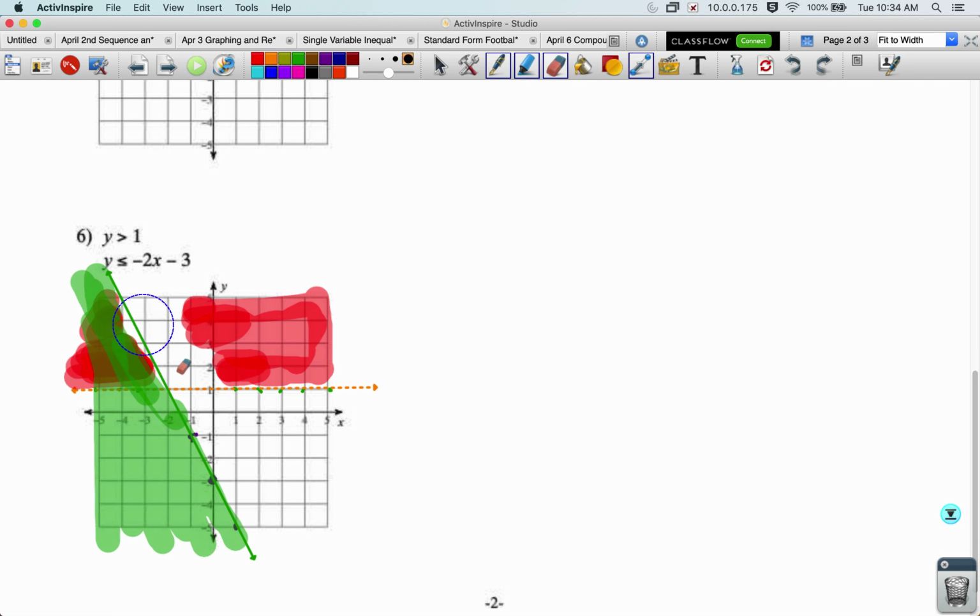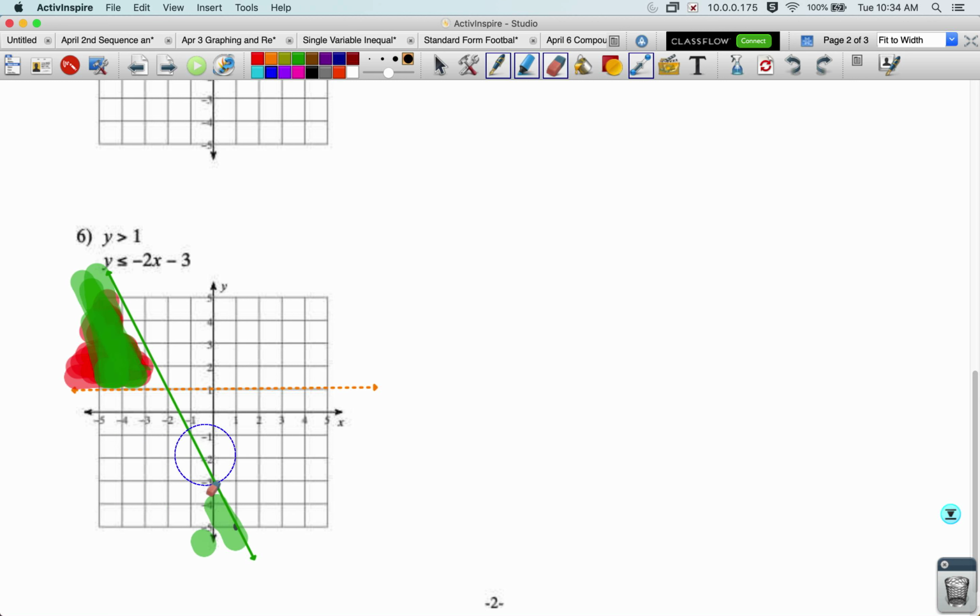Eraser, eraser, keeping only this region up here. We can double check with a point in there.